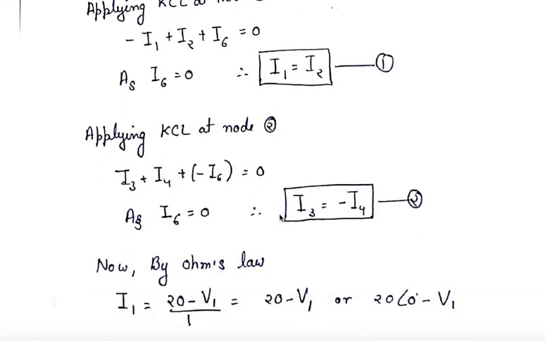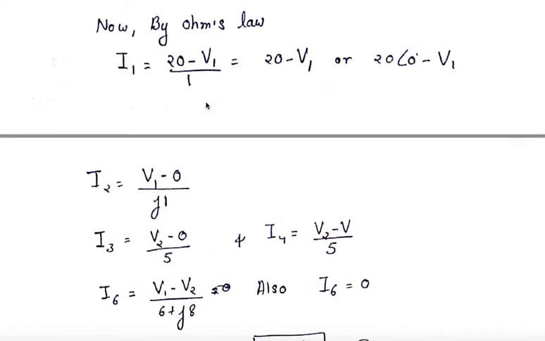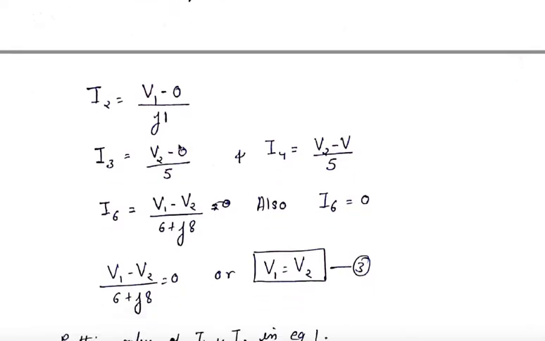So this is what we get, the magnitude of current. Here the same thing I have written. I1 is 20 minus V1, or if we write it with the phase, it is 20 angle 0 degree minus V1. Similarly, I2 is V1 minus 0 divided by j1, which we will write in the phase form. I3 is V2 minus 0 divided by 5, and I4 is V2 minus V by 5.